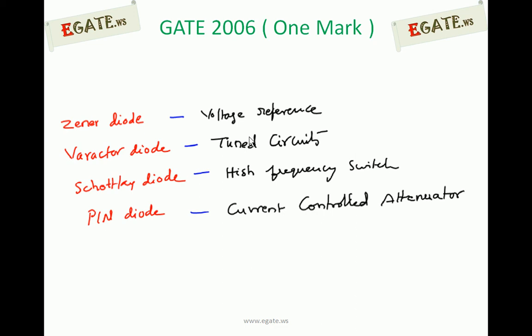Pin diode. The pin diode application is current control attenuator, which is the last one. The remaining one is for the pin diode. So pin diode is nothing but a current controlled attenuator.